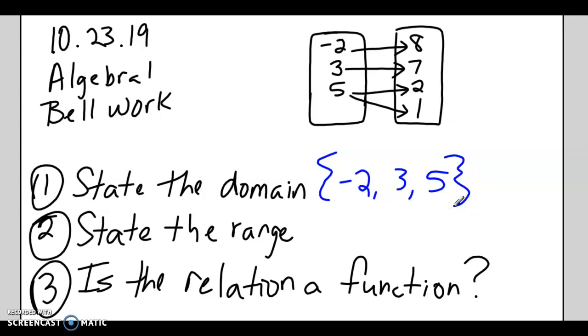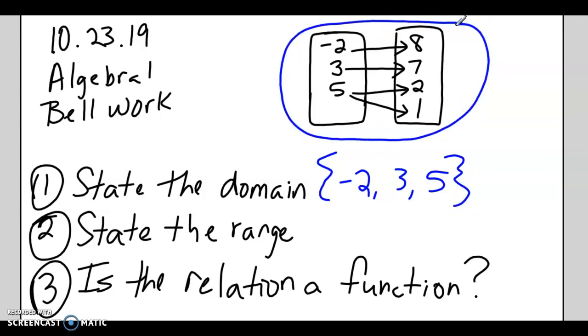So for this relation, this group of numbers that we have, these pairs of numbers, the only values that are allowed as our x values or our input values or the domain are -2, 3, and 5. Okay, so let's talk about the range.